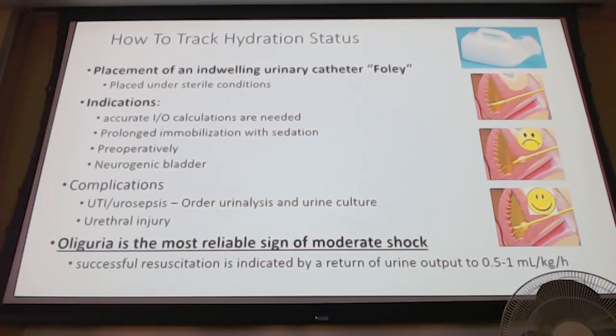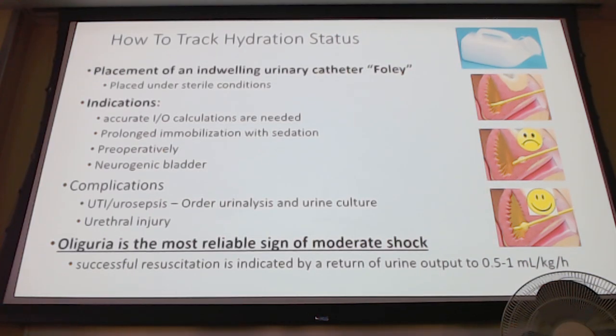Oliguria, so low urine output, is the most reliable sign of moderate shock. This is the most reliable, standardized sign. If your kidneys start to produce less urine, your body is not able to compensate. Someone who is extremely fit, whose resting heart rate is 40, tachycardia may be 80 for them. Super tachycardia may be 100 for them. It's not reliable.